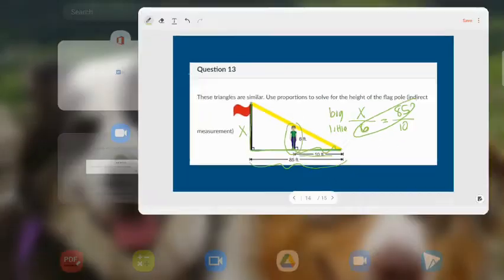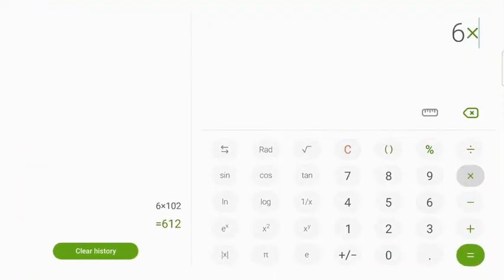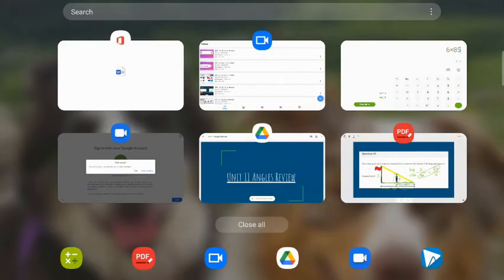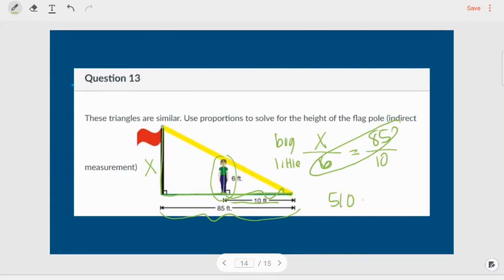6 times 85, whoa, that's a big number. 6 times 85 is 510, is equal to 10x, divided by 10 gives me x is equal to 51. So my flagpole is 51 feet tall.